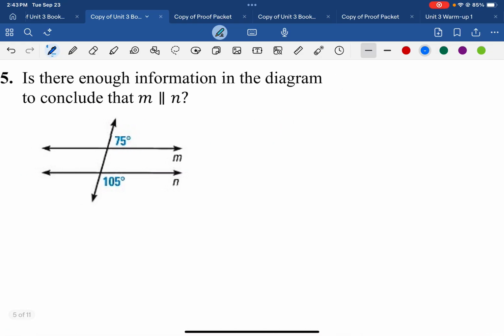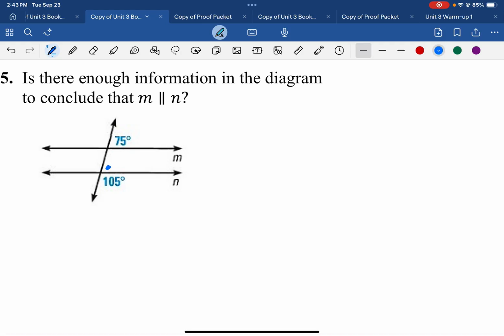Is there enough information in the diagram to conclude that M is parallel to N? Okay, well, if we're looking at the picture, we have the 75-degree angle here and the 105. Is there any special relationship between these two? No. But it's saying, is there enough information?